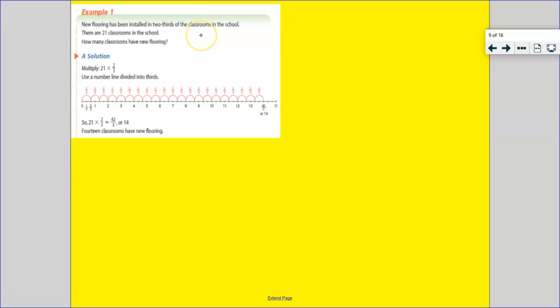New flooring has been installed in 2/3 of the classrooms in the school. There are 21 classrooms in the school, so how many have new flooring? Basically you're taking 21, the whole number. We can put it over 1 just to remind you. And you're multiplying it by 2/3 because "of" means multiply, remember? It's saying 2/3 of the 21 classrooms have new flooring. That's what makes it a multiplication question.